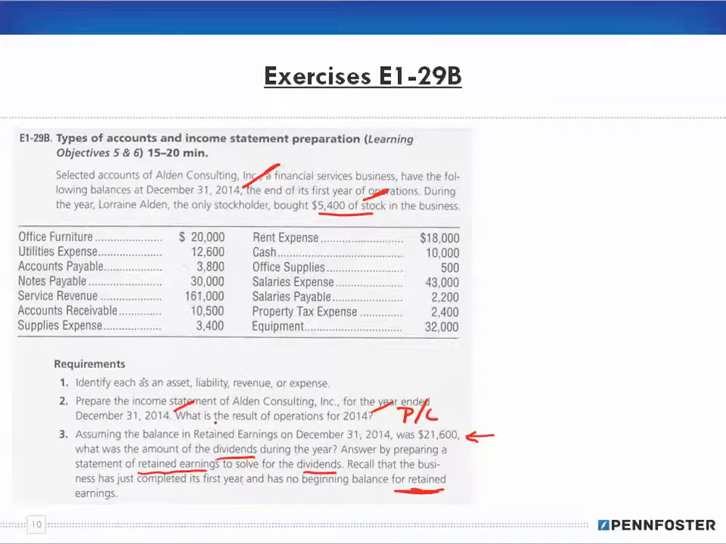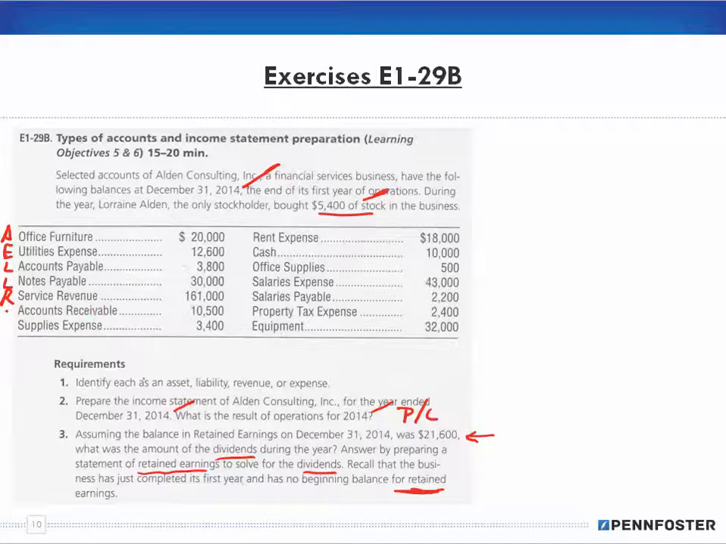All right. So let's start with number 1 here, and it says identify each as an asset, liability, revenue, or expense. So office furniture is something that we own, so that's an asset. If you see the word expense, that's an expense. Accounts payable is something we owe, so that's a liability. Notes payable, something we owe. So when you see the words payable, immediately you start thinking liability. Service revenue, it has revenue in the account title, so it's revenue.